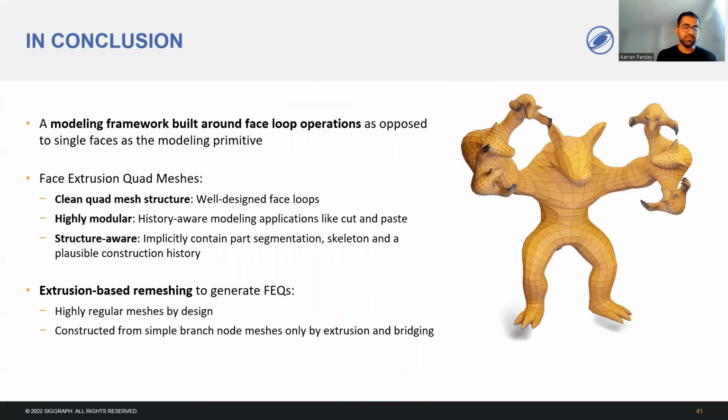In conclusion, we essentially advocate for a modeling framework with a face loop as the modeling primitive instead of single faces. Our framework produces face extrusion quad meshes, which have many desirable properties, such as a clean quad mesh structure, high modularity, and structure awareness. We also outline a simple extrusion-based remeshing pipeline to generate FEQs, which gives highly regular meshes by design, as they are constructed from simple branch node meshes using only extrusion and bridging.